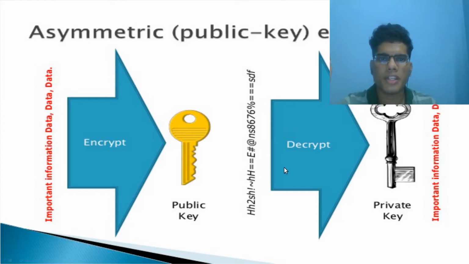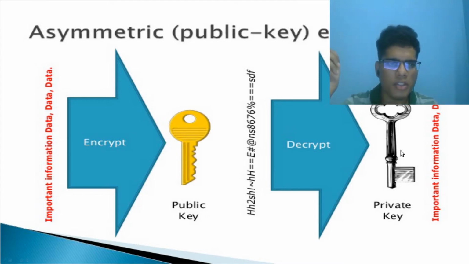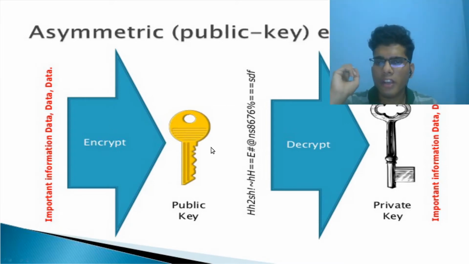Let's talk about asymmetric encryption. In symmetric encryption, we noted that the key used for encryption and the key used for decryption were the exact same. But in asymmetric encryption, things are very interesting. The key which you use for encryption is also known as the public key.